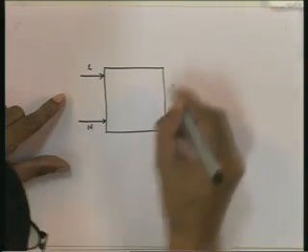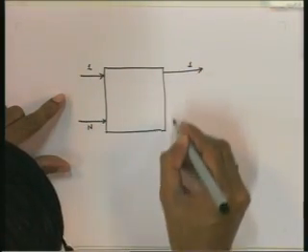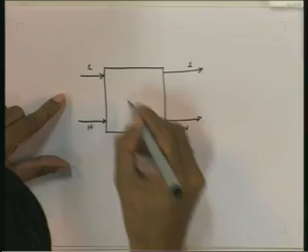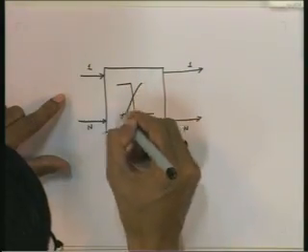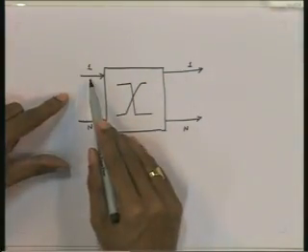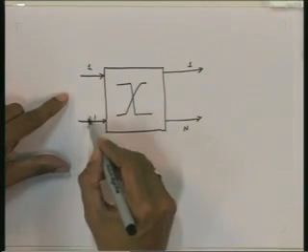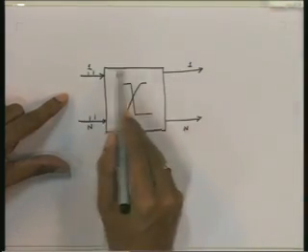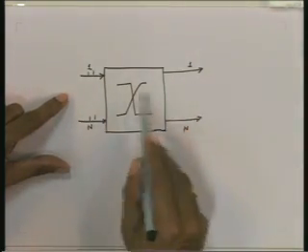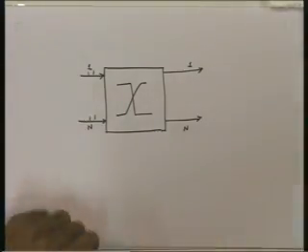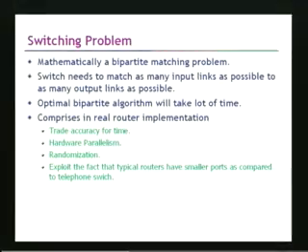So maybe 1 to n input ports and 1 to n output ports. Okay, and this is a switch. So the job of the switching really is to switch the packets which are coming from the input ports to the output ports. Mathematically, if you look at it, this is really a bipartite matching problem. If you view the switch as a graph, it needs to match as many input links as possible to as many output links as is possible.